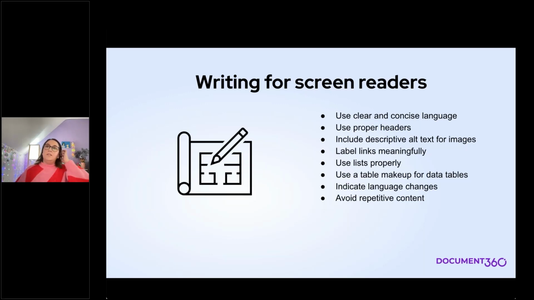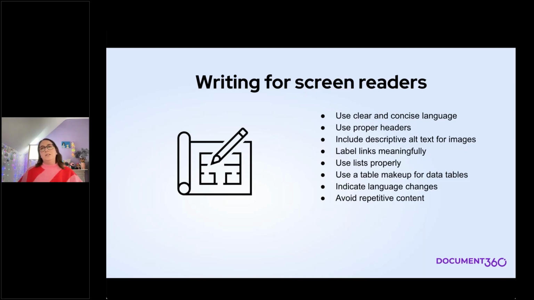And then next we have use lists properly. So when you are presenting a list of items, make sure that your content is using proper HTML list markup to actually convey whether this is an unordered list or an ordered list. Again, this helps screen readers to announce the number of items in the list and makes navigating much easier.